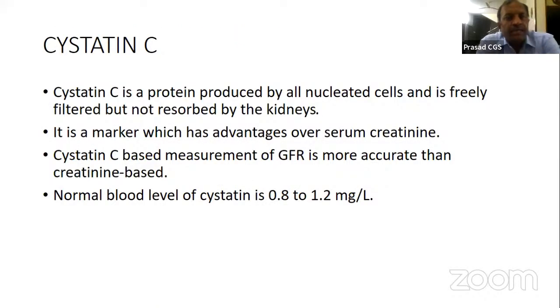Cystatin C. Cystatin C is a protein produced by all nucleated cells, and it is filtered and not reabsorbed by the kidneys. It is a marker which has an advantage over serum creatinine. Cystatin C based measurement of GFR is more accurate than creatinine based. Normal levels of cystatin C are around 0.8 to 1.2 milligram per liter.